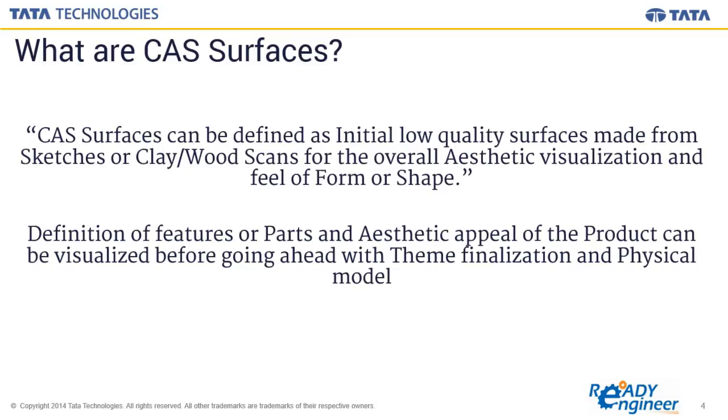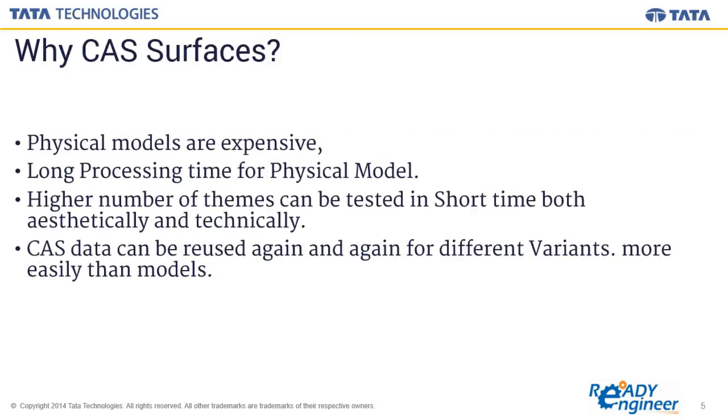And why do we do CAS surfaces? Because physical models are very expensive. In earlier times, when there were no computers or computer aid, every theme had to be put on a clay or a wood model, and a person had to really work on it to give the real 3D form of it. It's a very long process. It takes a lot of time to make an actual physical model, and it's expensive also.